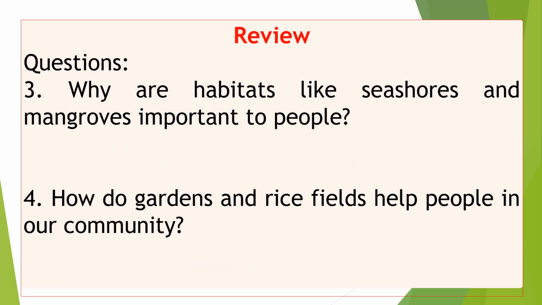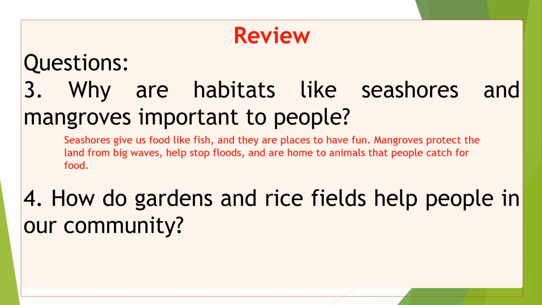Why are habitats like seashores and mangroves important to people? Seashores give us food like fish and they are places to have fun. Mangroves protect the land from big waves, help stop floods, and are home to animals that people catch for food.